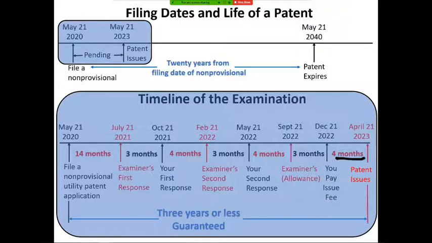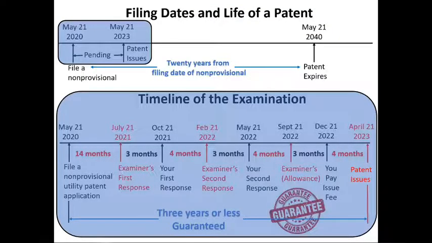If you don't get an allowance here, you're going to have to request a continued examination if it's a utility patent application, or start over again there. So overall, if you add up all these numbers, I get 35 months. And so the USPTO has guaranteed that you will, if you do all your part properly, get your patent issued within 3 years if it's a patentable sort of thing.